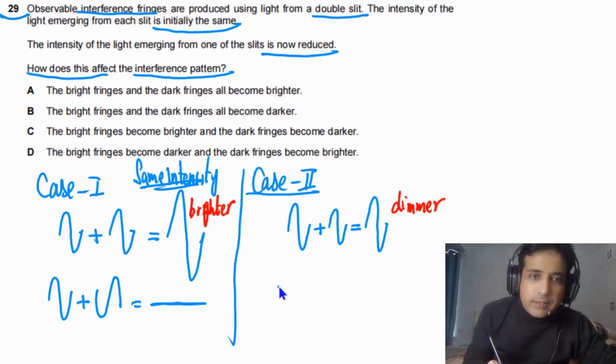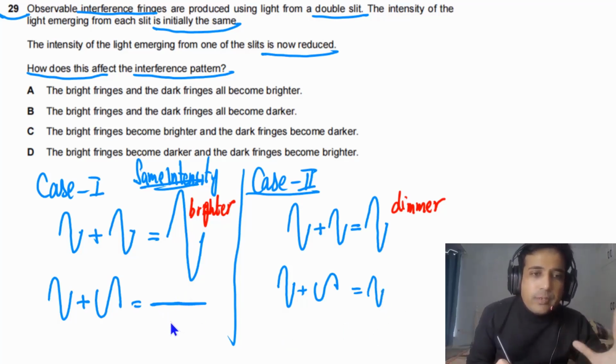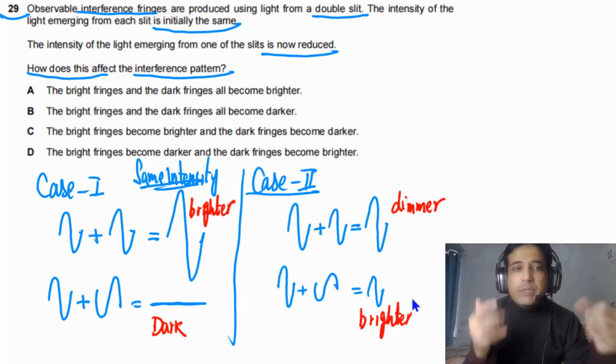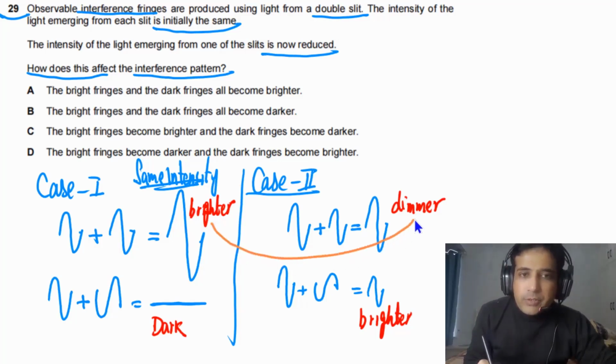Now we can go to the dark fringes. If we have this wave as 1 and the second one has a smaller amplitude than the first one, in this case we will get some light. So here we have full darkness, fully dark, whereas this one is brighter. This is the concept you need to understand. I hope this is clear to you. So in this case, bright fringes get dimmer, and dark fringes get brighter.